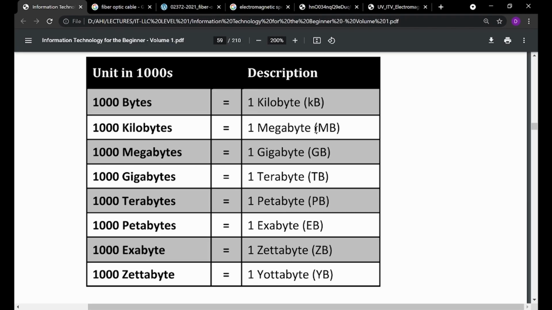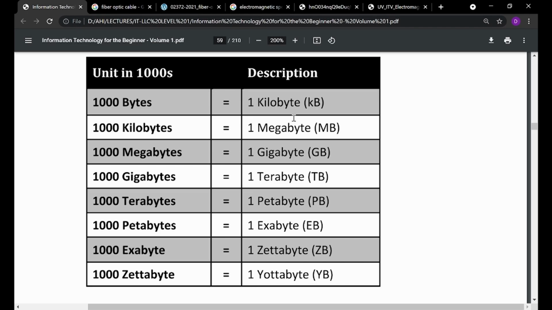Okay. Now we are saying 1,000 bytes will give you 1 kilobyte. So this 1 kilobyte is already 1,000 bytes. And we are saying 1,000 kilobytes is 1 megabyte. Now how many bytes will give you 1 megabyte? It is 1,000 times 1,000, meaning 1 million. 1 million bytes.